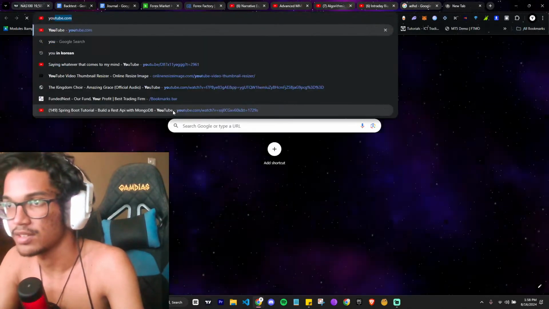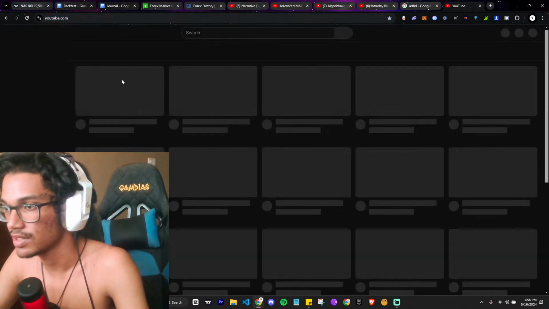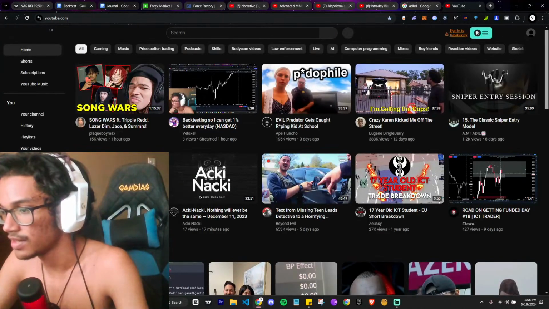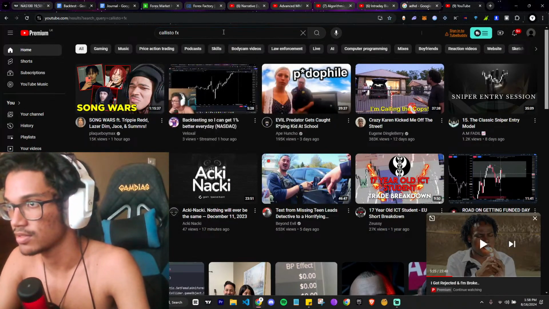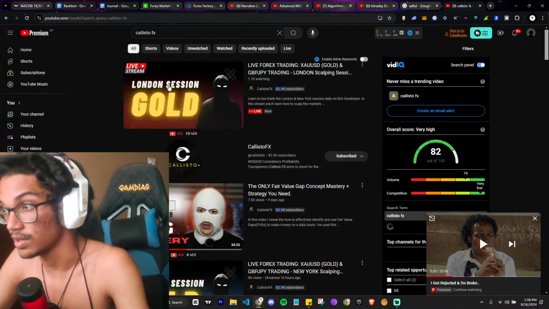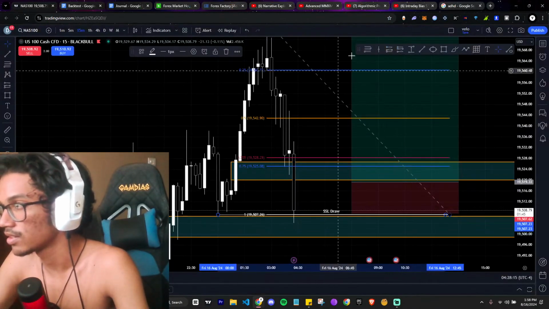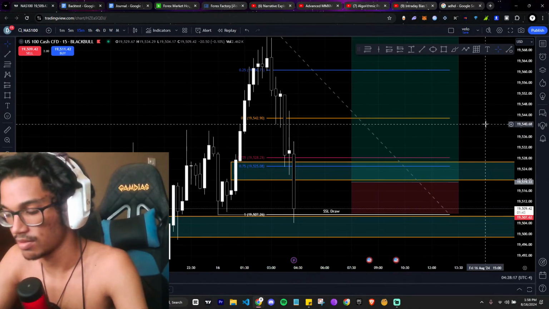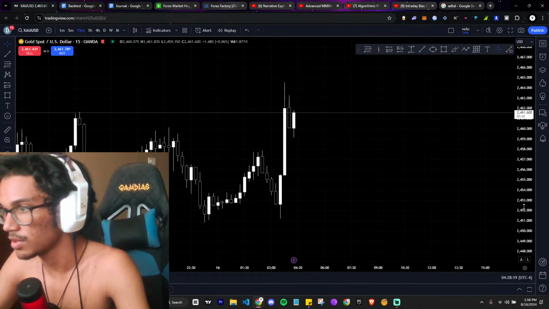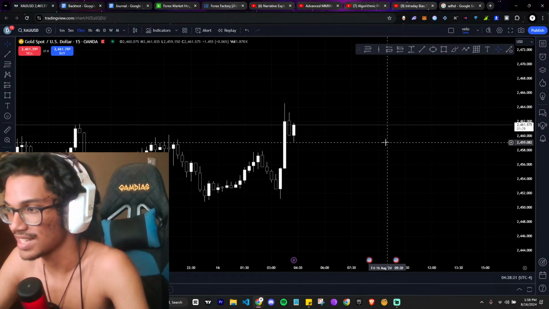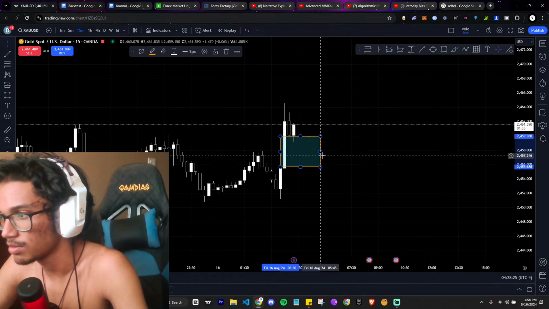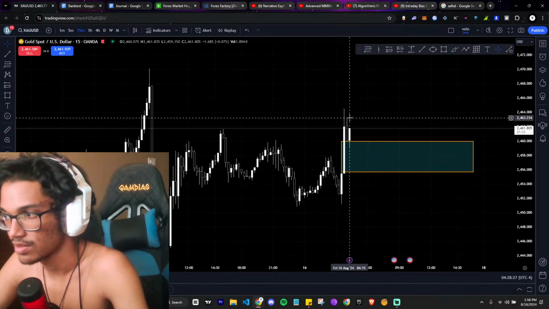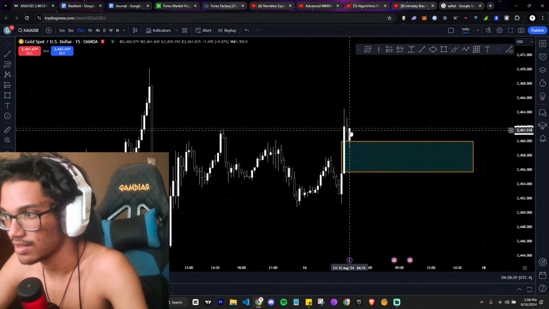Is Callisto trading today? Callisto effects. Let's see if he's trading. If he is trading, then I will see that here. Callisto effects. Oh yeah, he is trading today. He trades multiple things, so the thing about Callisto is I can't depend on him, because he trades multiple things at once. So I can't tell, he's not a master of anything, really.